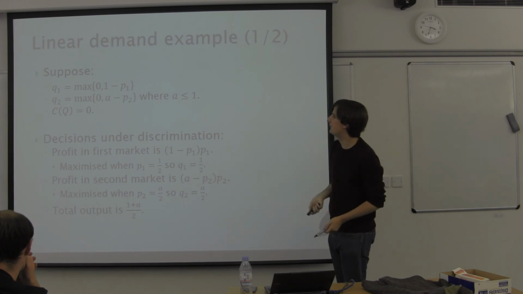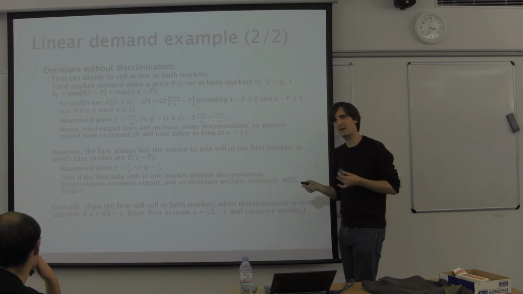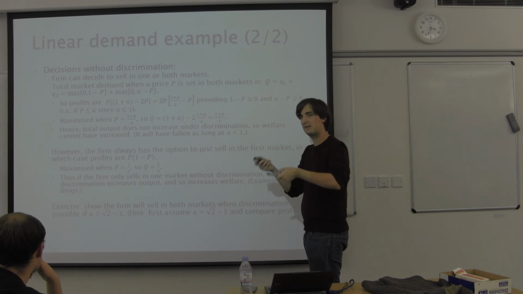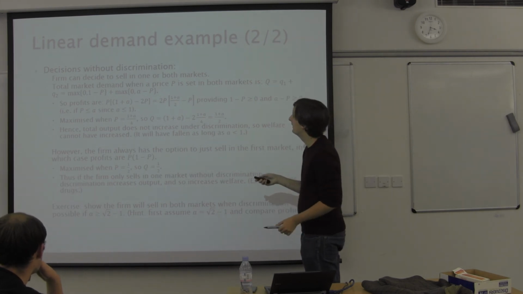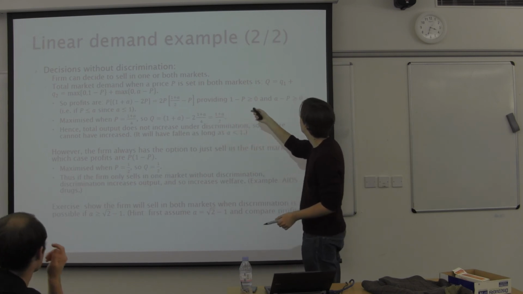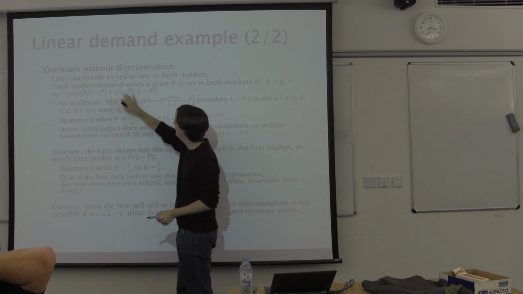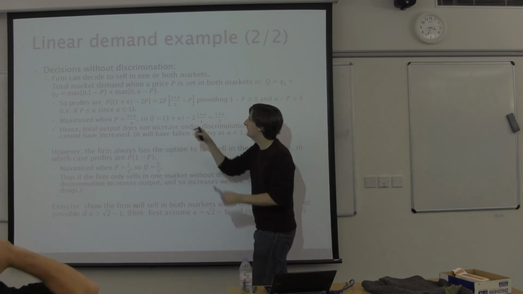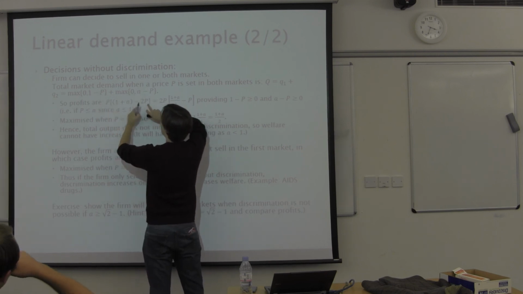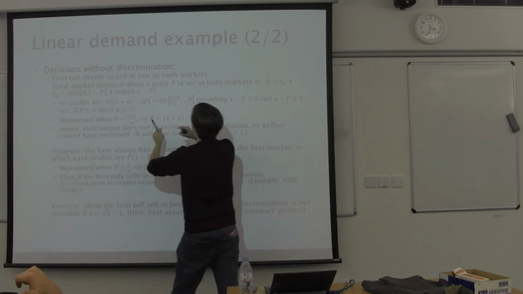Without discrimination, the firm has several options. They can either set a high price and just sell to one type of consumer, or a medium price and sell to both types of consumers. Okay? If they decide to sell to both types of consumers, then the total quantity is going to be 1 minus P plus A minus P. Okay, so the profits from setting a price P are going to be price times 1 plus A minus 2P. So this is the total industry demand curve, price times quantity.